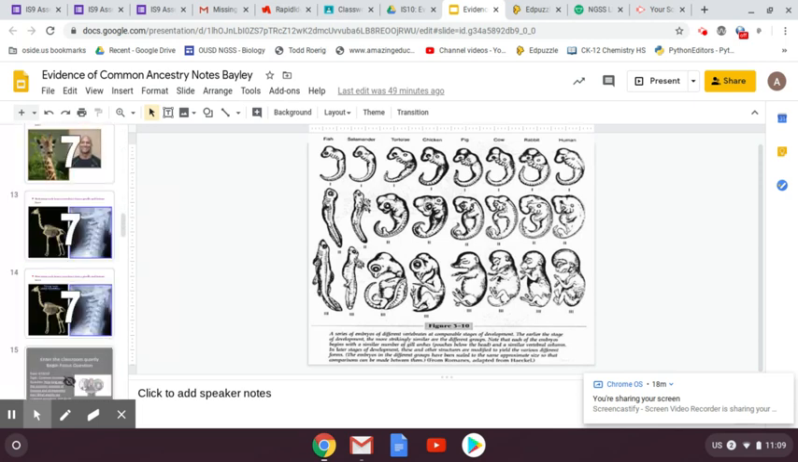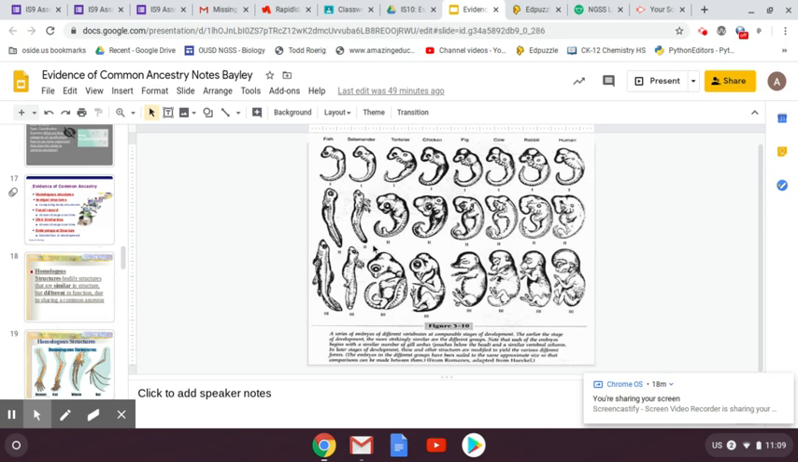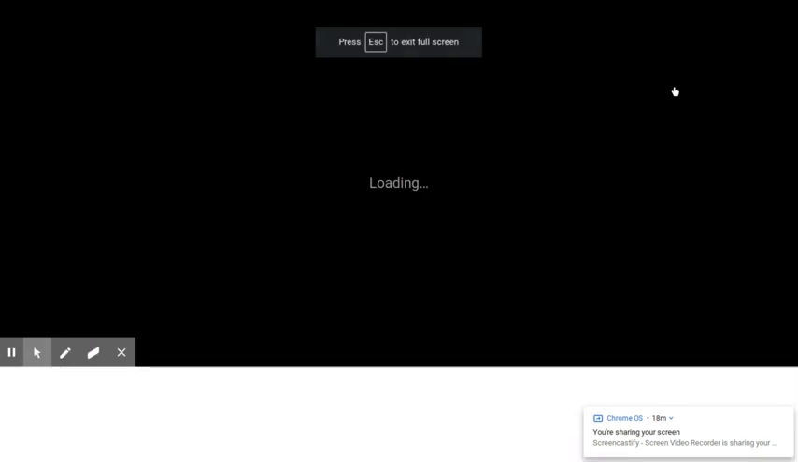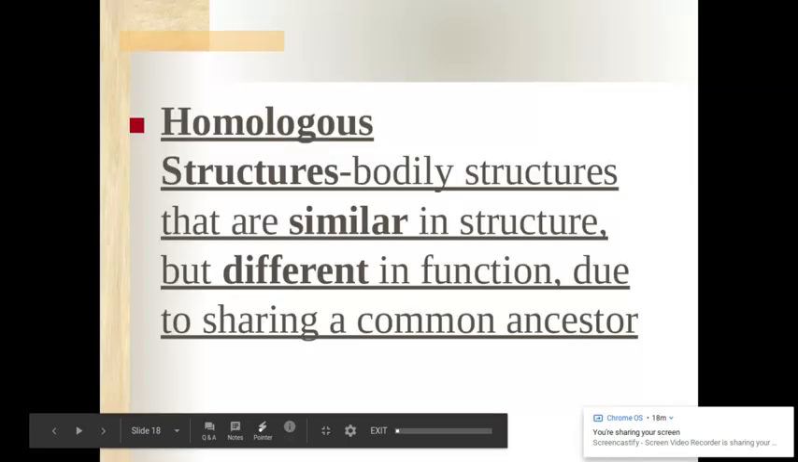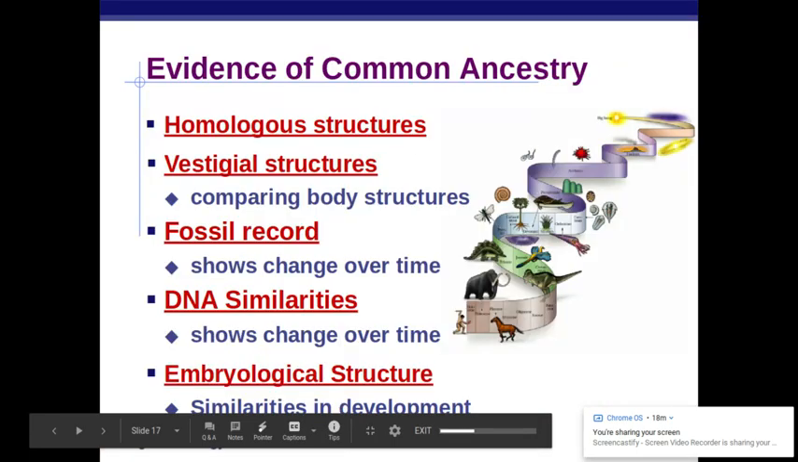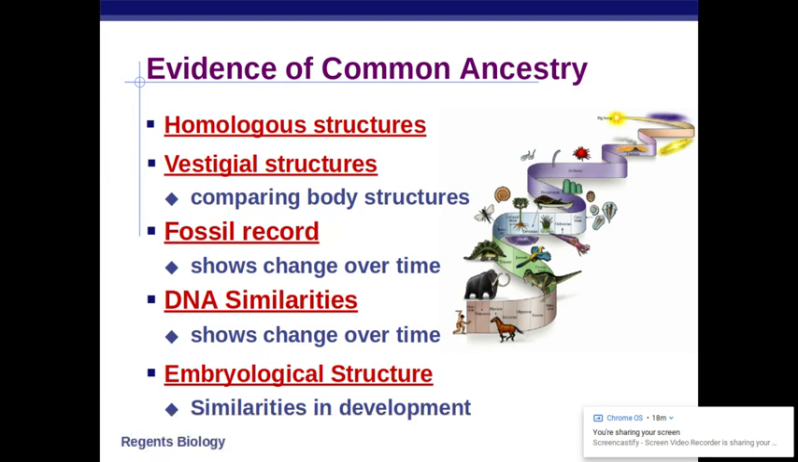So as a review, these are our evidences for evolution here. Homologous structures, as we talked about. Homologous structures, vestigial structures, fossil record, DNA similarities, and embryological structure. If you have any questions about any one, go back to the video and find the spot that you're looking for, or go through and read it on your own.